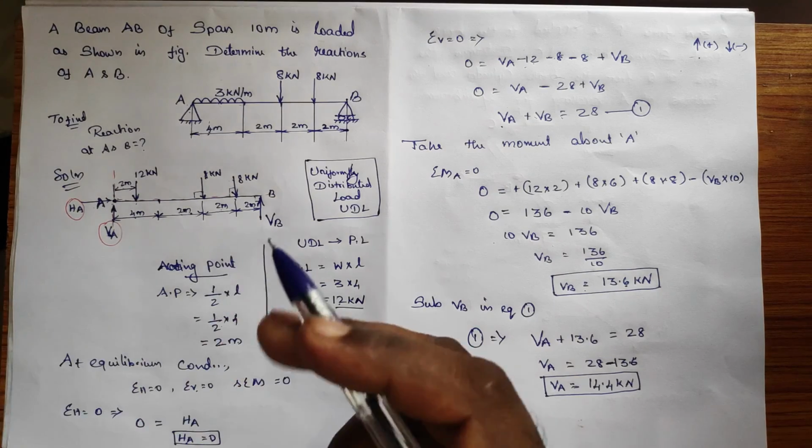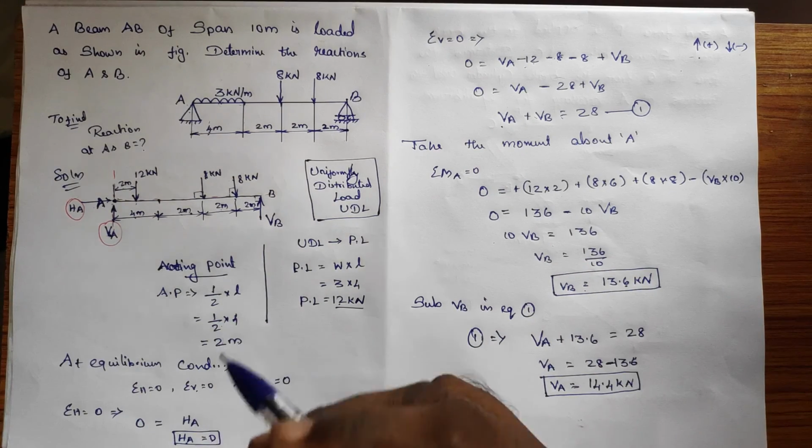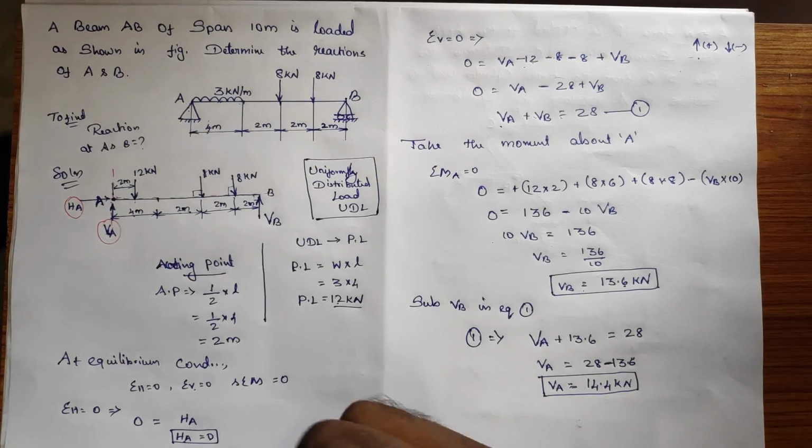Okay, right? So if you go with the procedure at equilibrium, summation of H is equal to 0, V is equal to 0 and moment is equal to 0, we shall find all the unknown values. I hope you understood. Thank you so much.